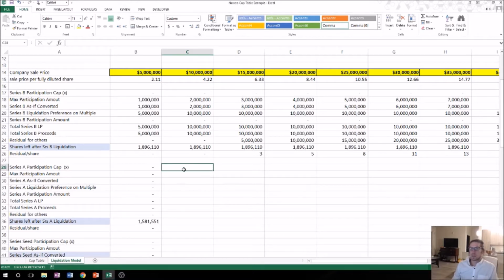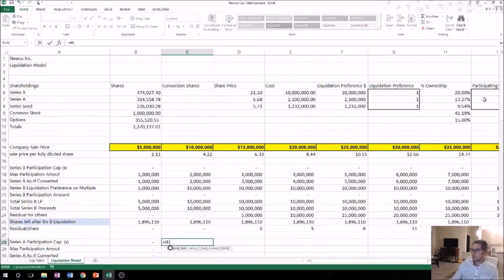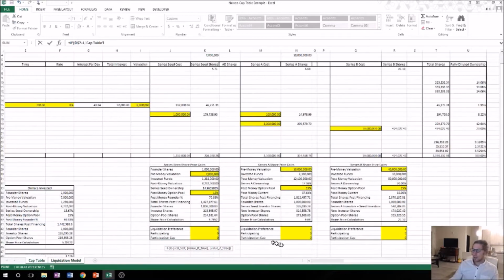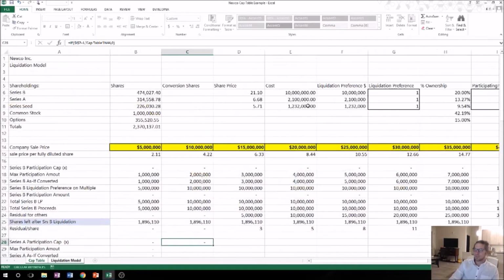The first thing, Series A participation cap. I think that is essentially calculated the same way. So we'll say if I7, so now we're working off of Series A and not Series B, lock that in, equals 1, then get the cap table participation cap, and that is from Series A, not Series B. Otherwise 0. And we need to lock in the cap table reference here.